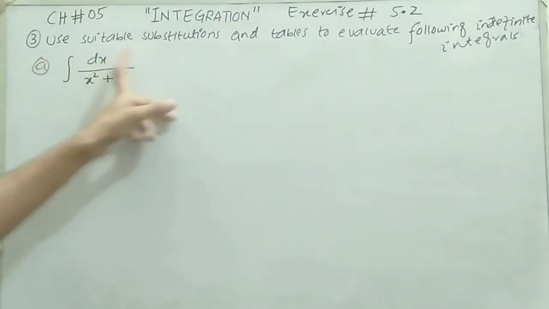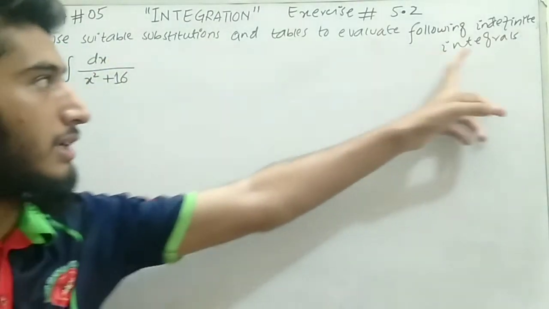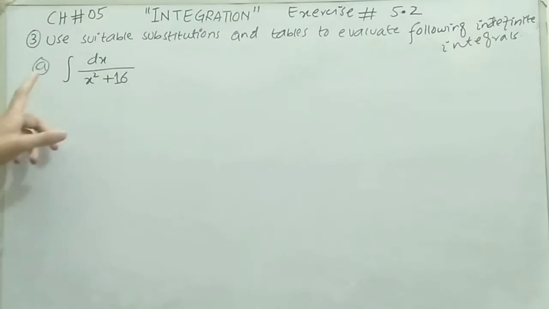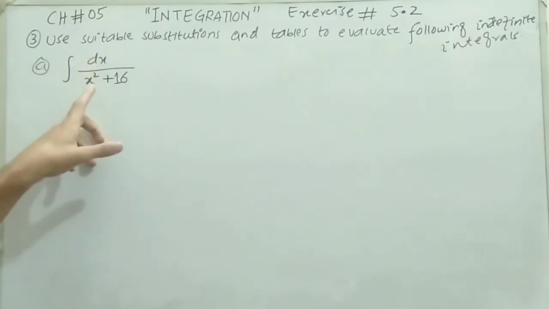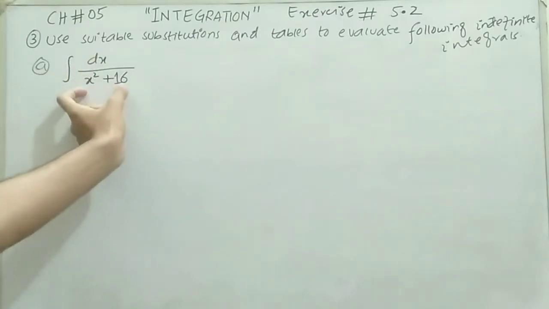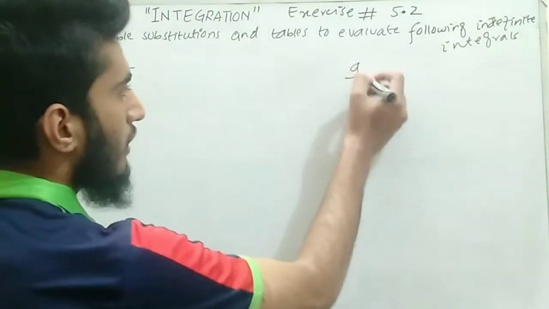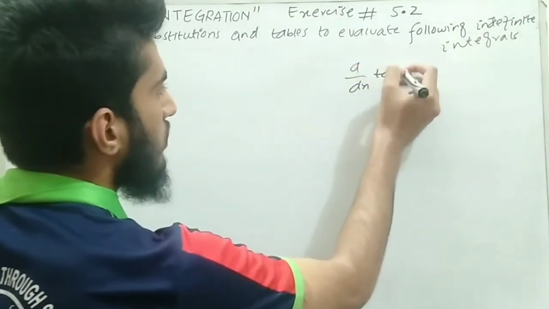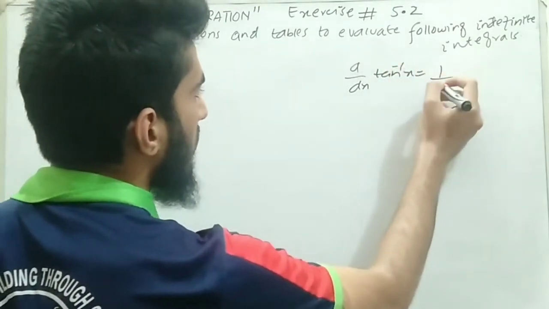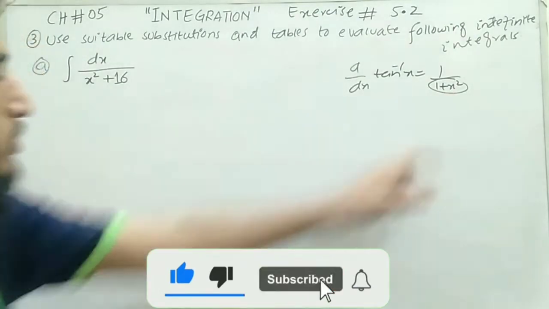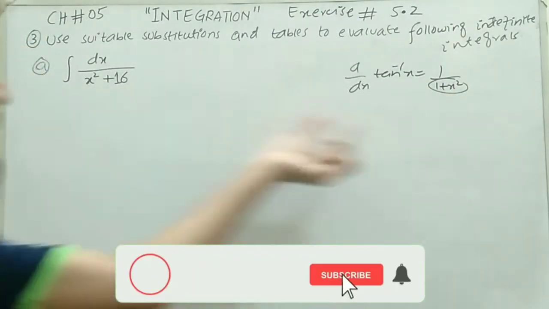It tells that use suitable substitution and tables to evaluate the following indefinite integrals. Part A is the integral of dx divided by x square plus 16. This is related with the derivative of tangent inverse x. You know that the derivative of tangent inverse x is equal to 1 over 1 plus x square. So this denominator is in this form, so we will substitute over here to make it like this form.